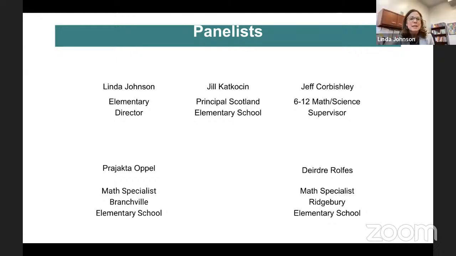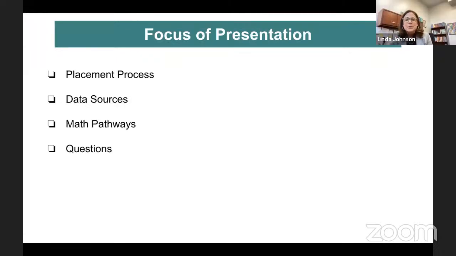As a math team, we are going to present information about the 5th to 6th grade math placement process for the 22-23 school year. You're going to hear us speak about the placement process and the data sources that we are using to establish criteria for placement into grade 6 math and grade 6 accelerated. You will also learn about the different math pathways that our students can take through their middle school experiences.